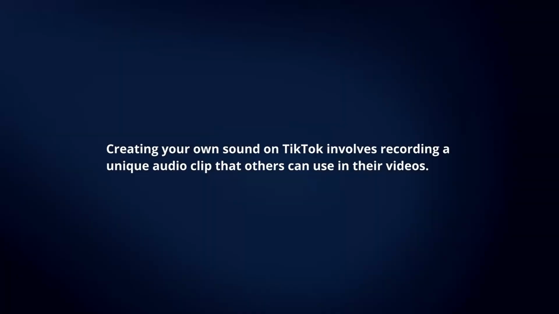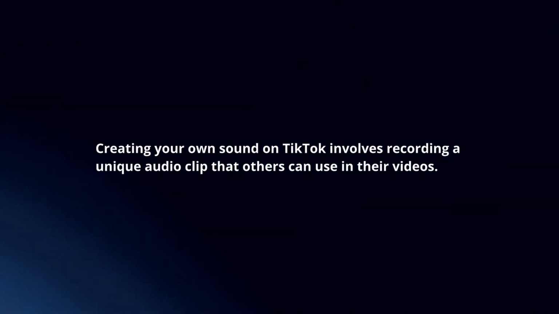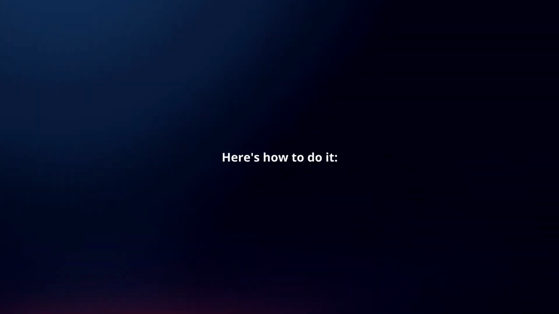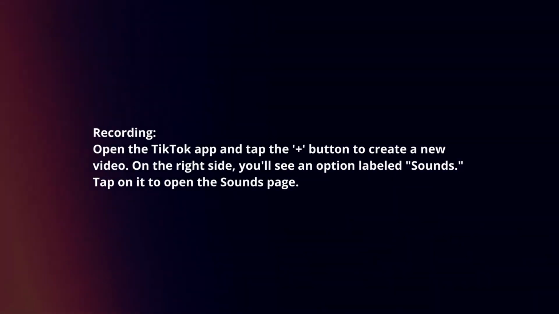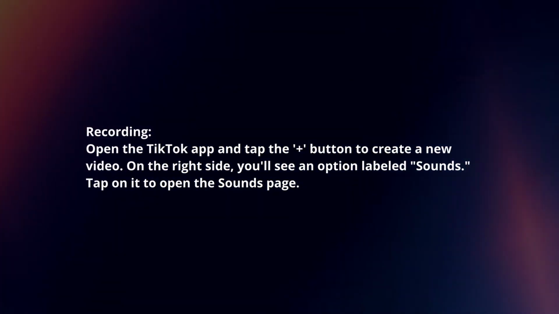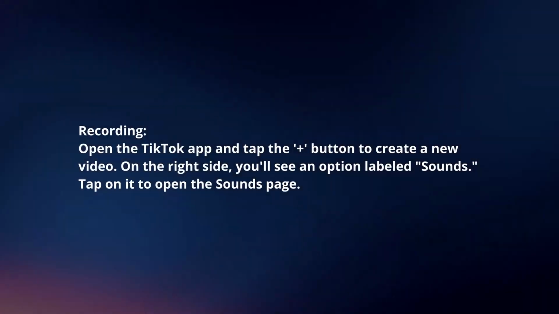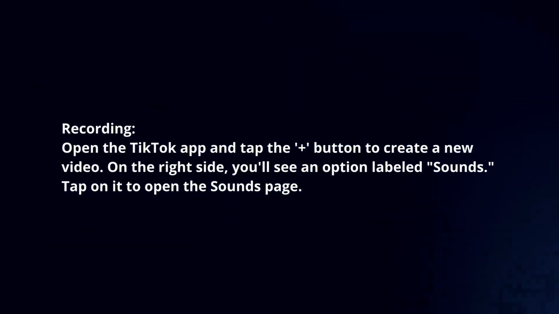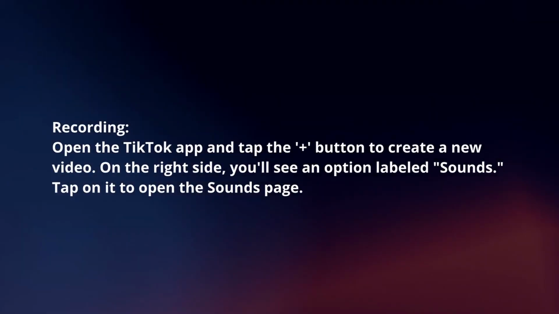Creating your own sound on TikTok involves recording a unique audio clip that others can use in their videos. Here's how to do it. Recording. Open the TikTok app and tap the plus button to create a new video. On the right side, you will see an option labeled Sounds. Tap on it to open the Sounds page.